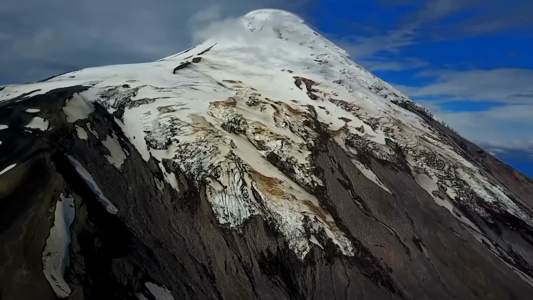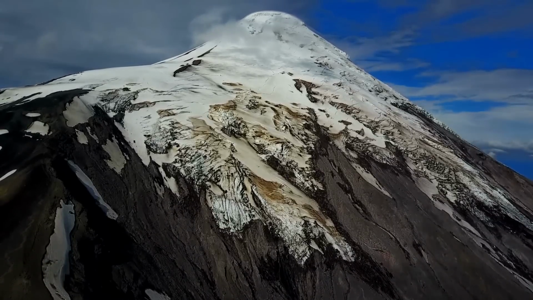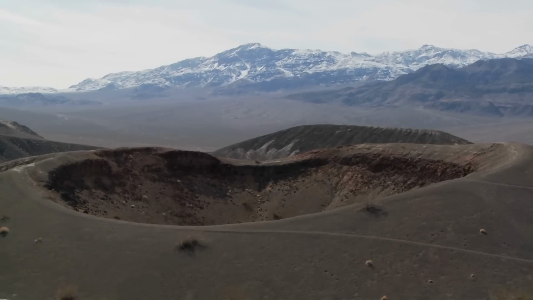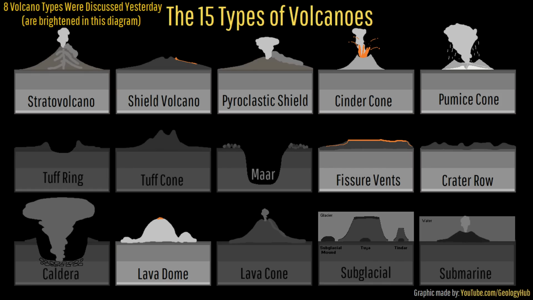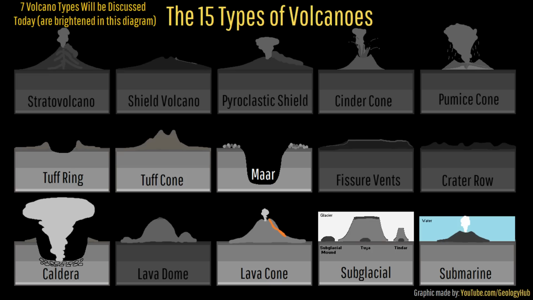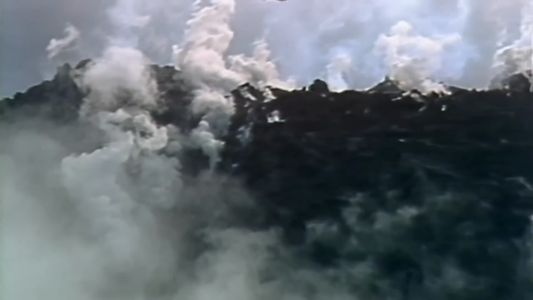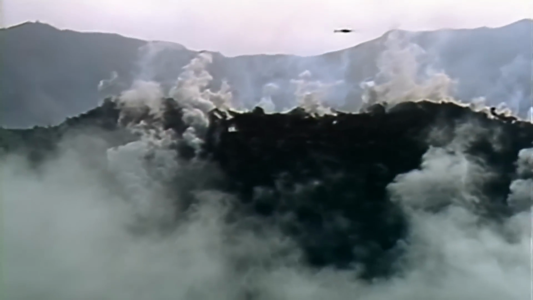Of the more than 1,000 active or potentially active volcanoes worldwide, not all of them contain a highly symmetrical and towering peak. Yesterday's video discussed these types of volcanoes, while today's video will discuss the remaining 7 volcano types. Let's get started. When viscous lava erupts, it does not always form lava domes.